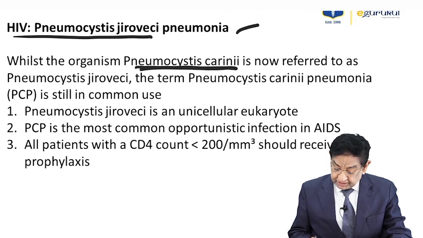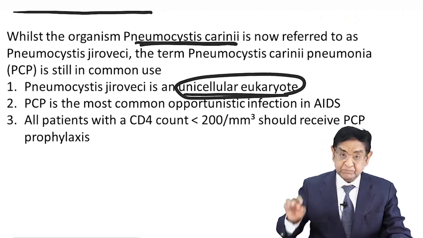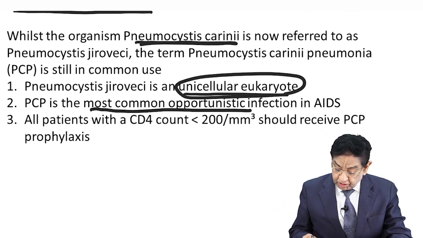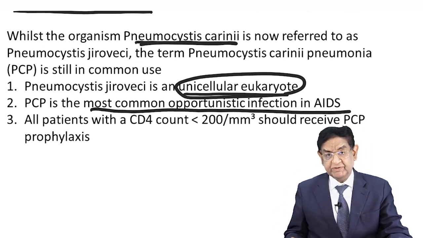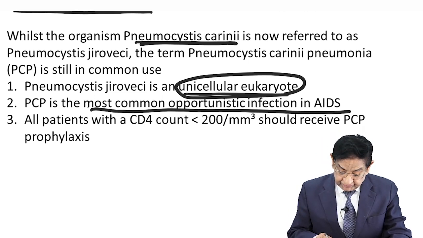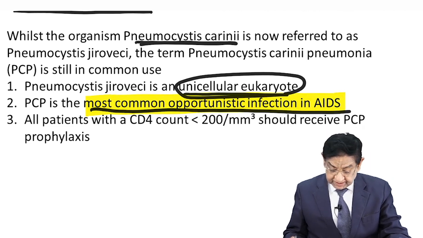It is a unicellular eukaryote, simple microbiology, nothing special. But the most important line: it's the most common opportunistic infection in HIV patients. Again, a very, very important line to remember. There's a keyword to remember in this particular slide.